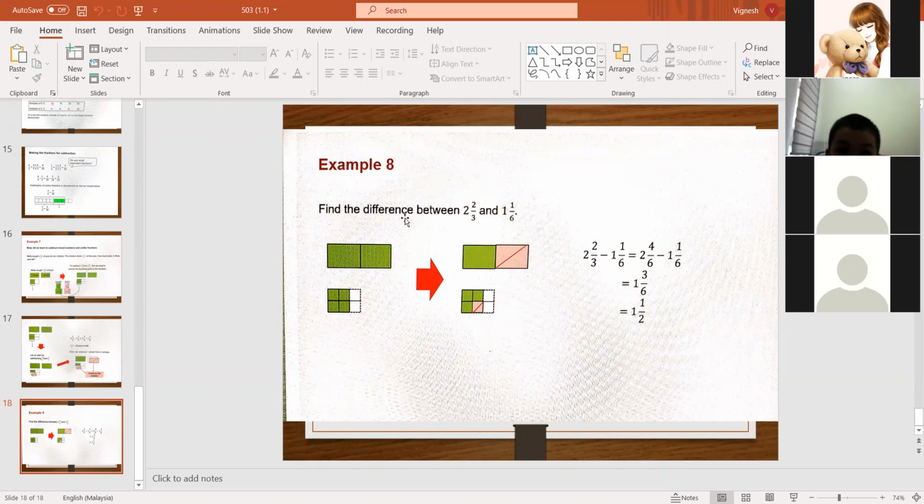Okay, very good. Then 2 minus 1 is 1, so the answer is 1 1/2. Very good. Because the whole number also you have to minus together. 2 minus 1, you will get 1. So 1 1/2.